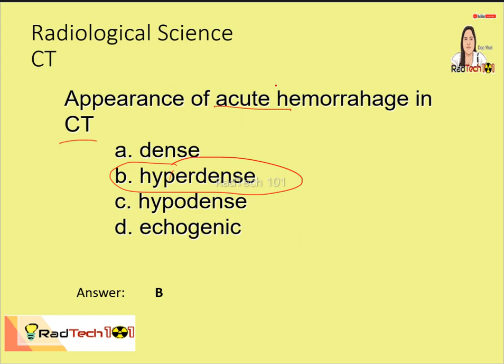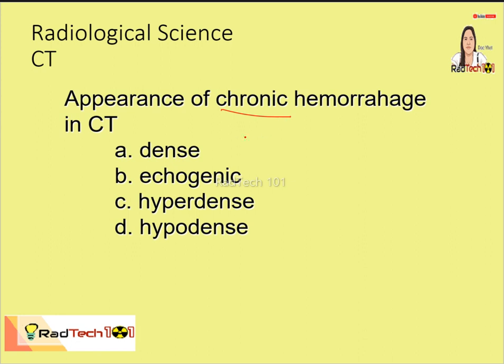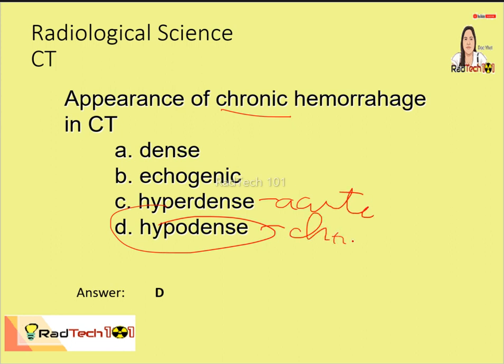So, when it is acute, meaning it occurred immediately or within a short time, the hemorrhage appears hyperdense. But when it is chronic, it appears hypodense. So, hyper when acute, hypo when chronic.